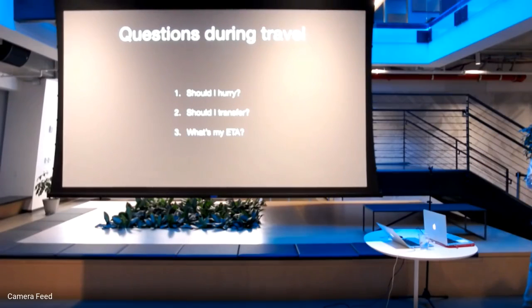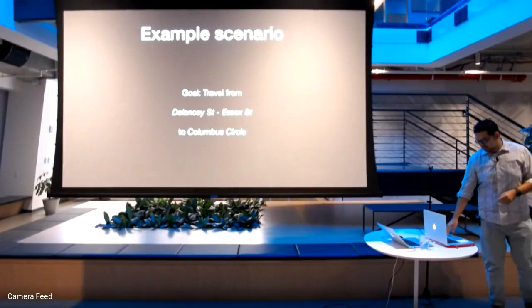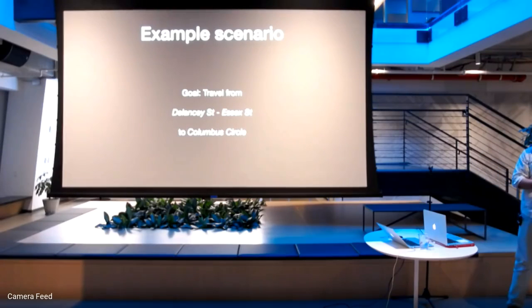What we wanted to focus on was an app around a couple of questions that we usually ask when we're traveling on the subway. Like, should I hurry, or can I take my time? Should I transfer from this local train I'm on with a seat to an express train that may or may not be coming on the opposite track? And what's my ETA? So we came up with a toy example: suppose we're on the Lower East Side at the Delancey Street, Essex Street stop, and we're trying to get to Columbus Circle.